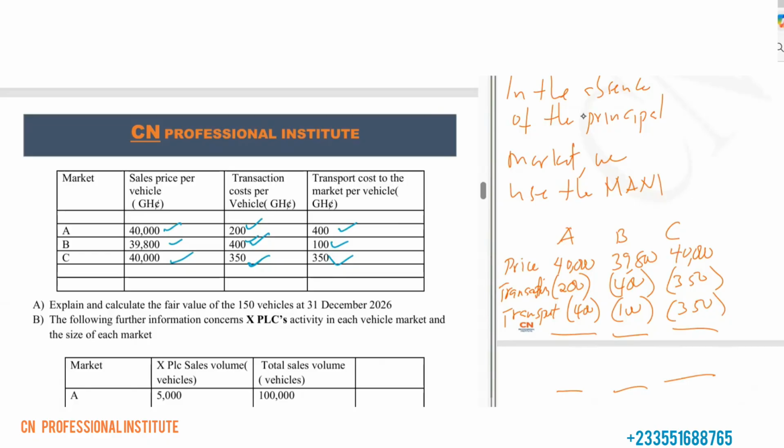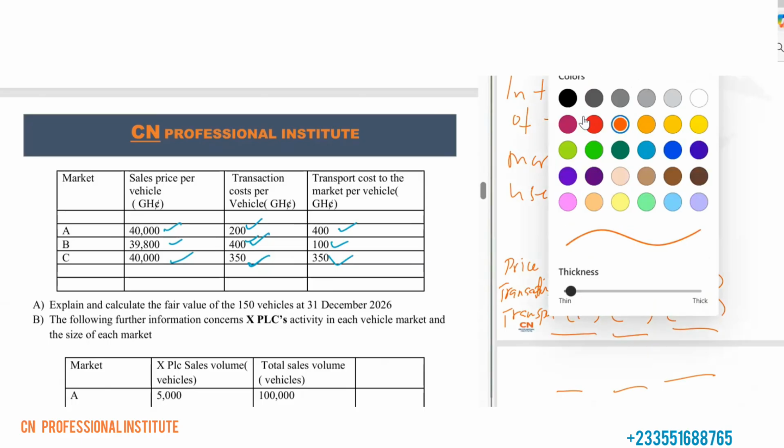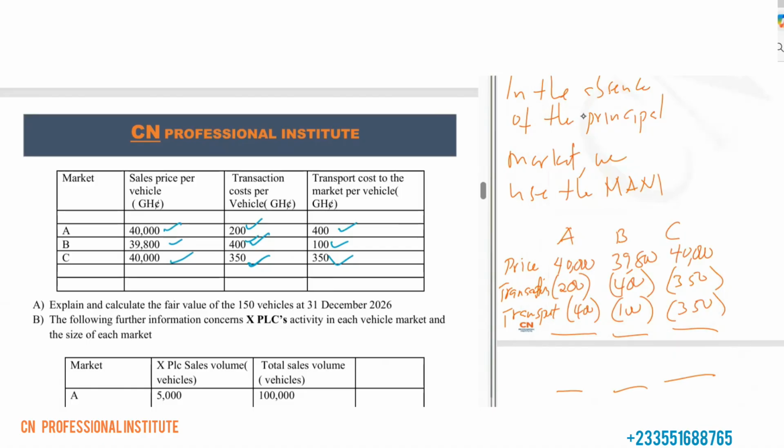This is not anything difficult. We just pick our selling price, we deduct our transport, and we deduct our transaction cost to determine the most advantageous market. So when you deduct, what do you get? With A, you get 39,400 Ghana cedis. Then with B, you get this minus this minus this. I'm getting 39,300 Ghana cedis.